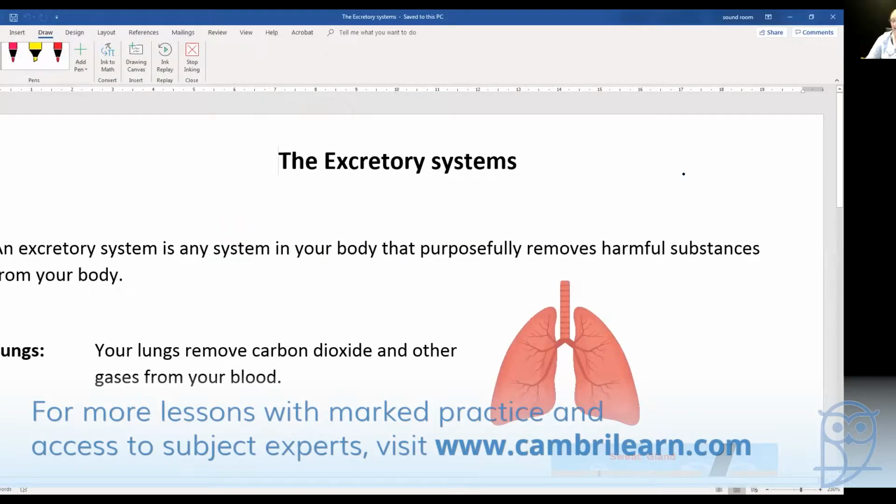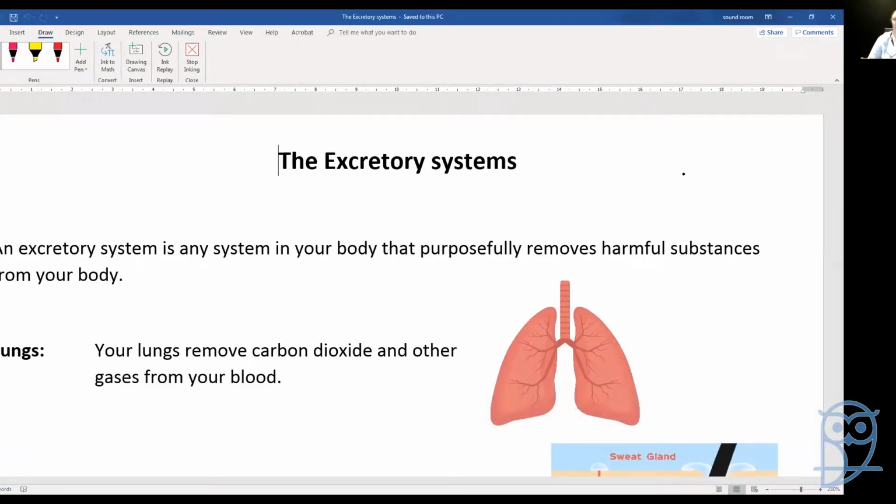Okay, today we're going to talk about the excretory systems. So an excretory system is any system in your body that removes harmful substances from it in some way or form. So there's a bunch of excretory systems in your body. I'm going to touch on 3 of them.